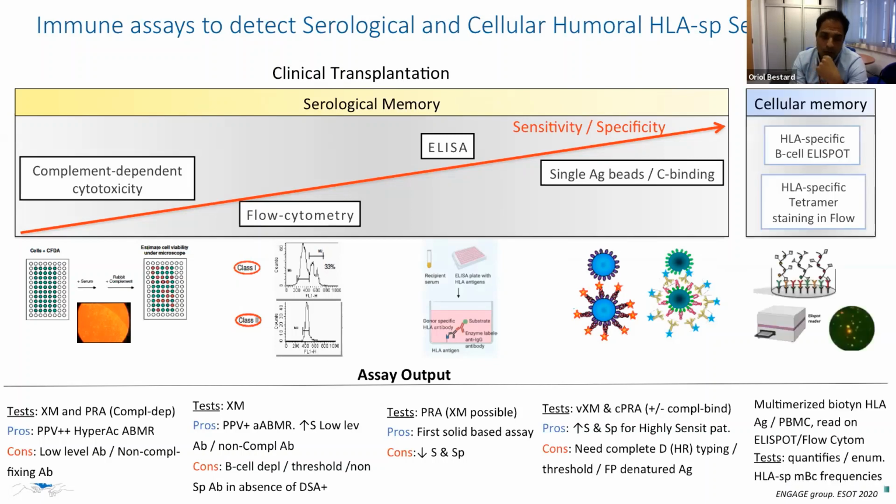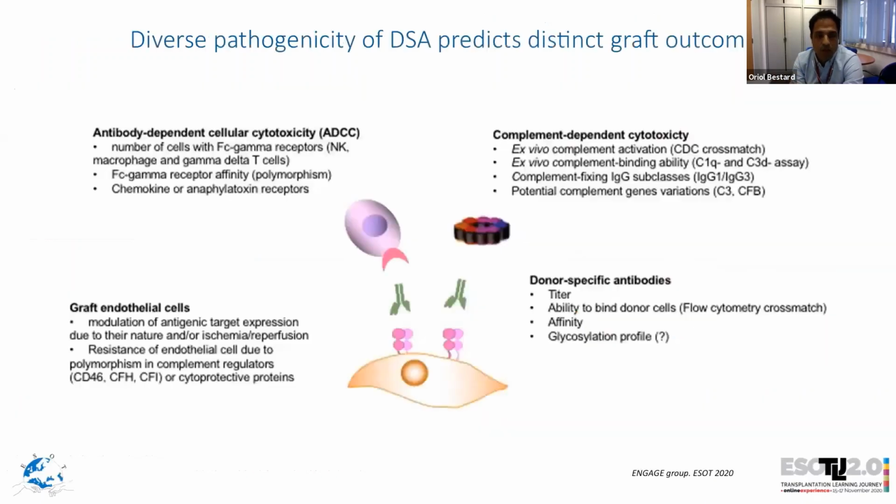And finally, although it is still in the research field, we know that in the last year it seems there are some new assays that may be capable of tracking the presence of memory B cells at the cellular level, and not only at the antibody serological memory level. So all these assays are impacting the results very much.